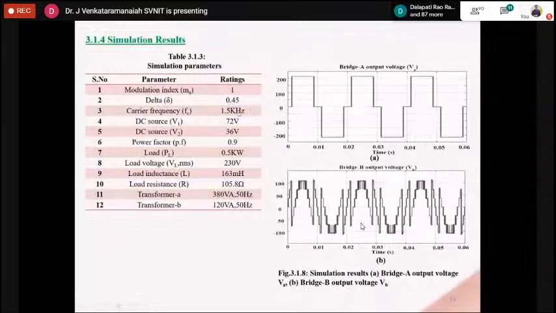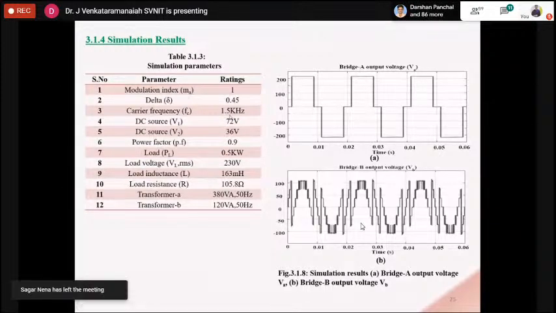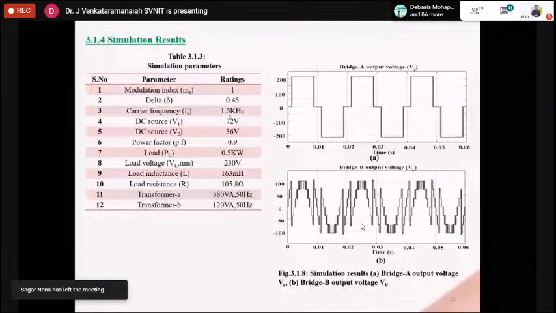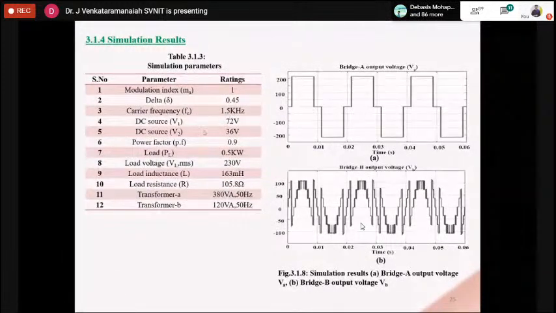And the carrier frequency is very low. Normally in most real-time simulators for multi-level inverters, we cannot go for more than 3 kHz or 4 kHz. So if you come down, it will be more beneficial for larger circuits in real-time simulators. And these are the ratios. Transformer A and transformer B ratings are also given. Both transformers are line frequency operating transformers.